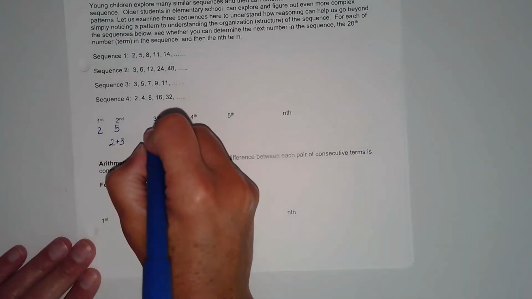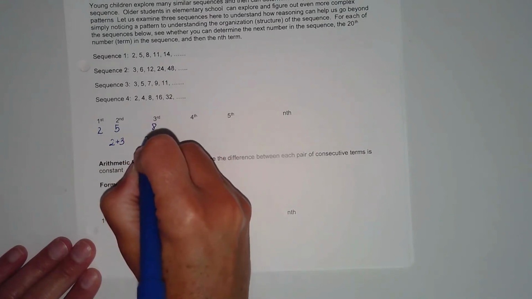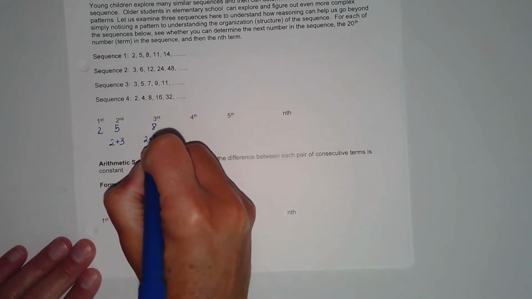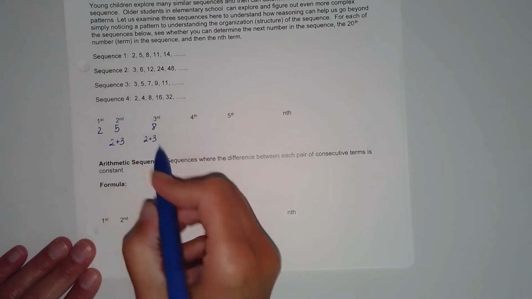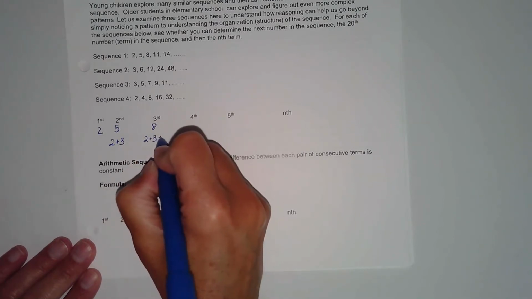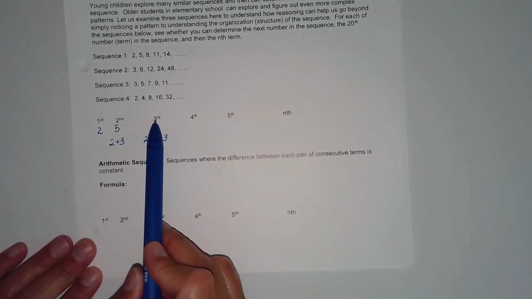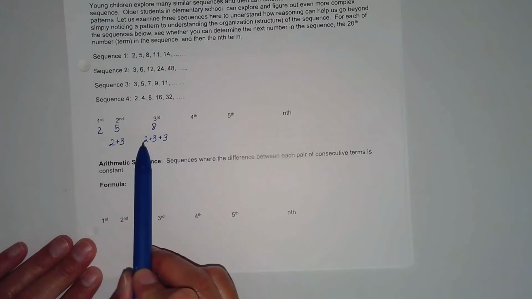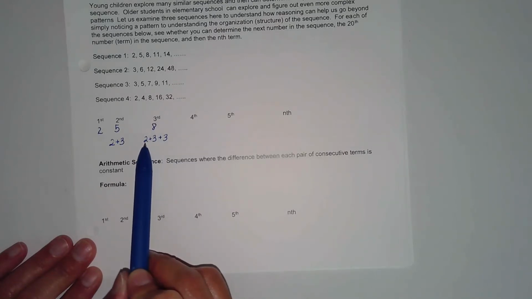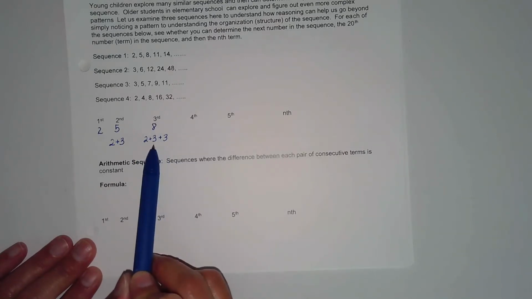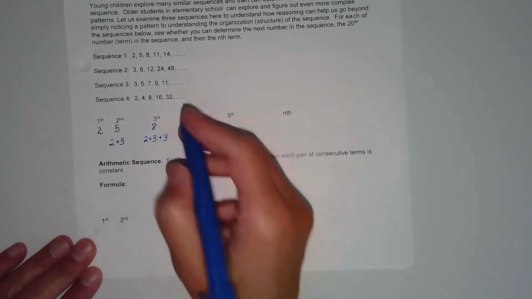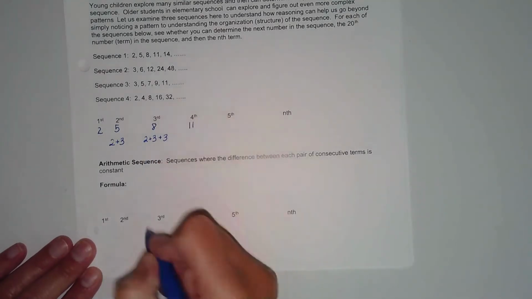The third term of the sequence is 8. So we took the previous term, which was 5, right? And then we added 3 to it. So that got us the 8. So when we're on the third term in the sequence, we took the original starting value and then we added 2 3s.